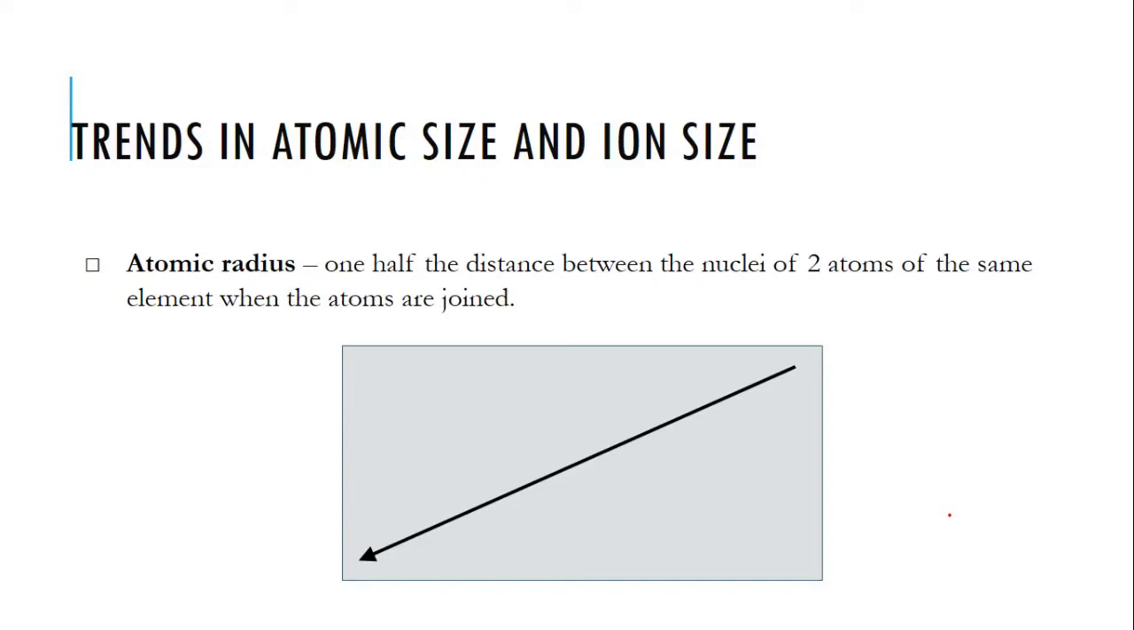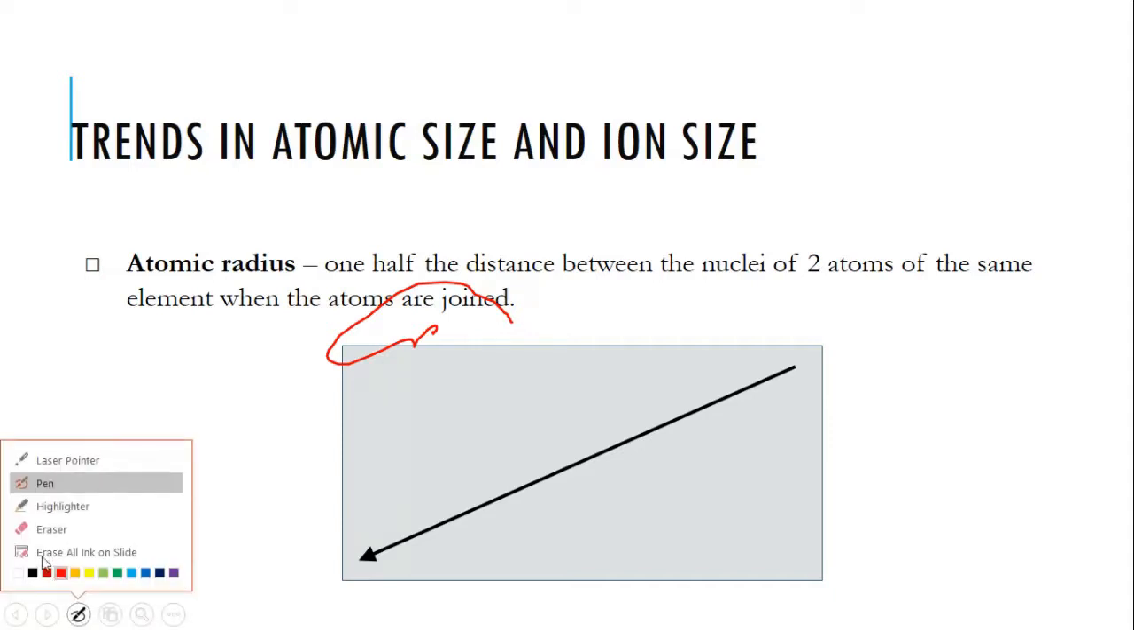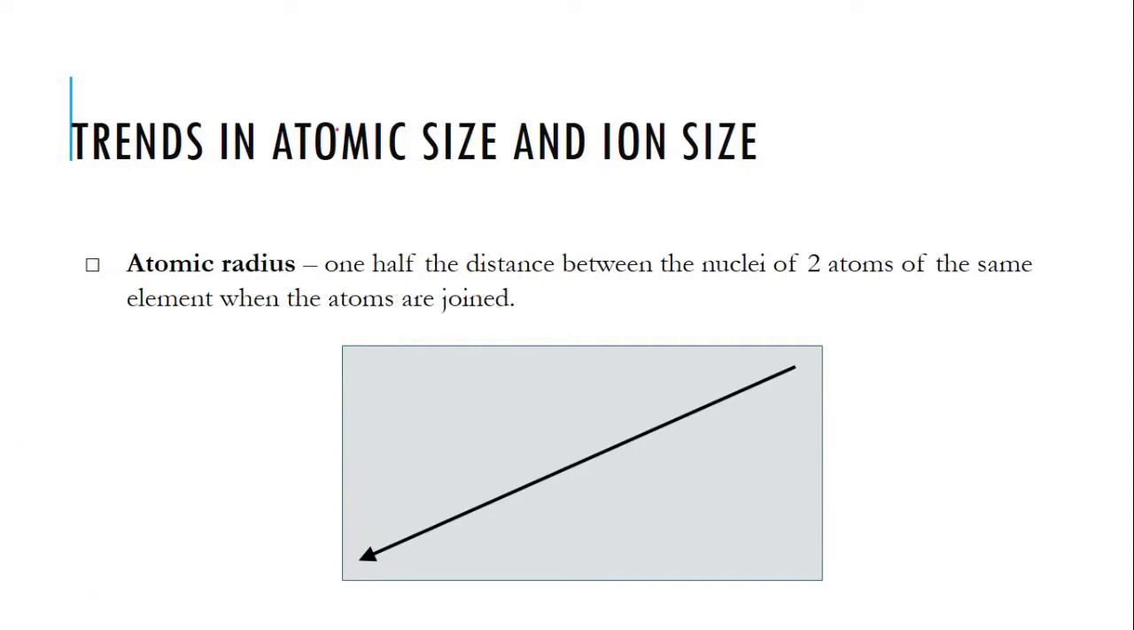First of all, I do want you to know the definition of atomic radius, because sometimes you'll see this as trends in atomic radius. So you might see a test question on the final exam or in another class about atomic radius, the same thing as atomic size. The atomic radius is half the distance between the nuclei of two atoms of the same element when the atoms are joined. Now that sounds a little bit weird, but here's the thing.